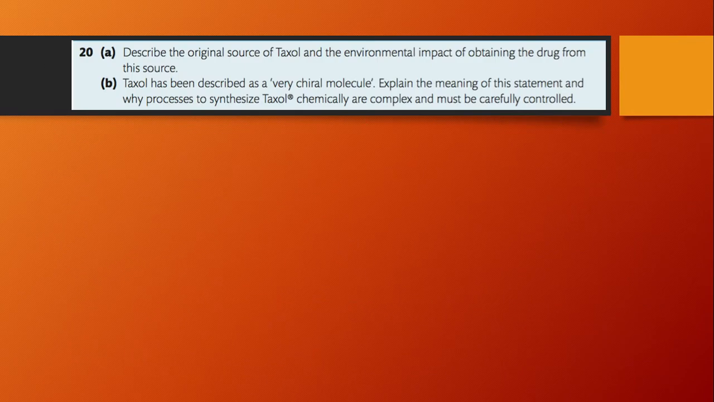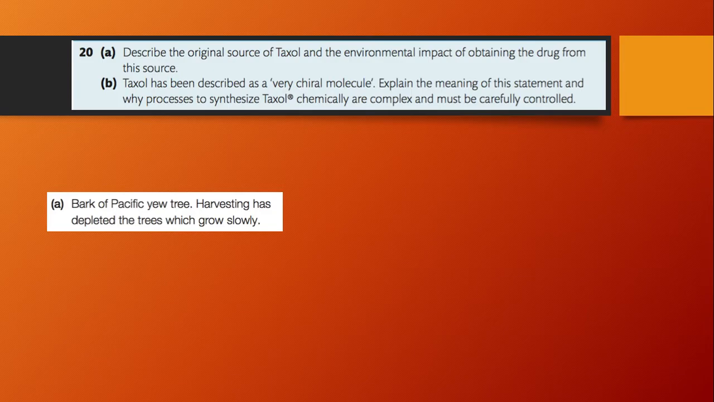All right, just a couple questions to wrap this up. Describe the original source of Taxol and the environmental impact of obtaining the drug from this source. Okay, so you can check back to where we can get our natural sources, and that would be the bark of the Pacific yew tree. Harvesting has depleted the trees which grow slowly.